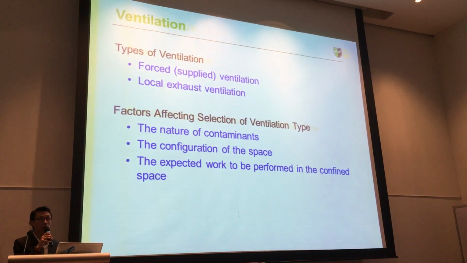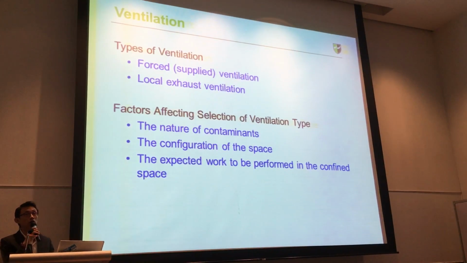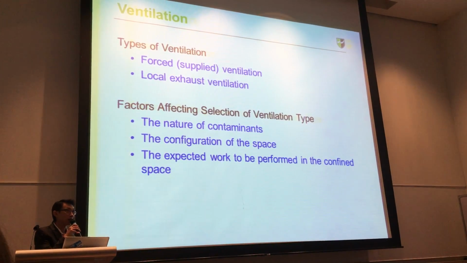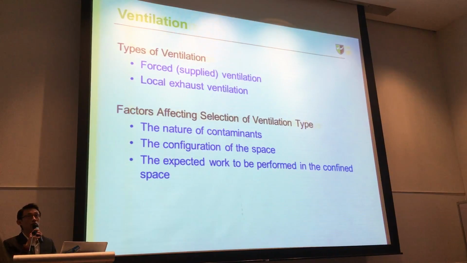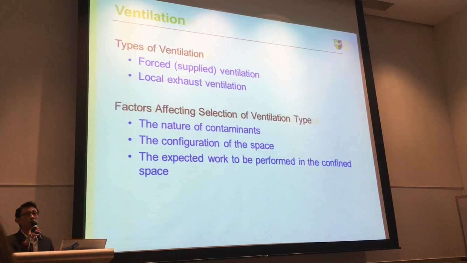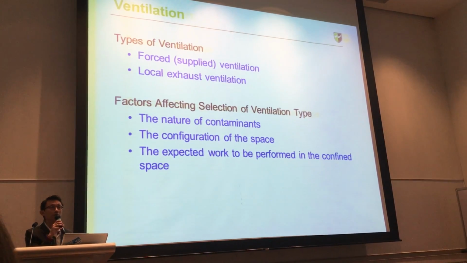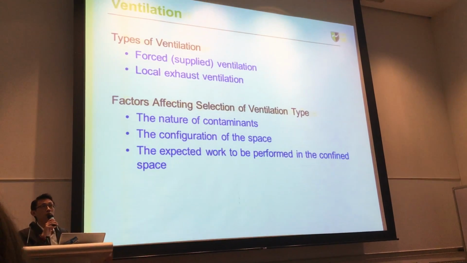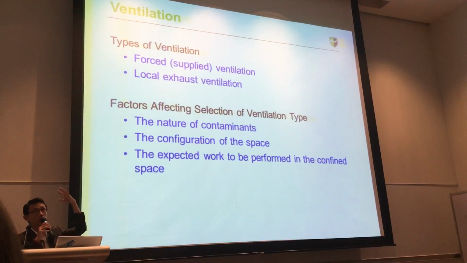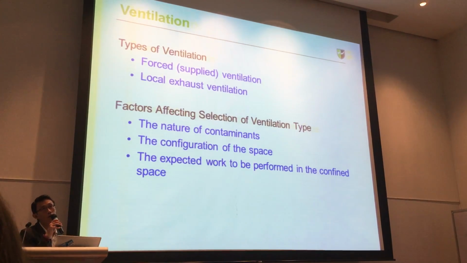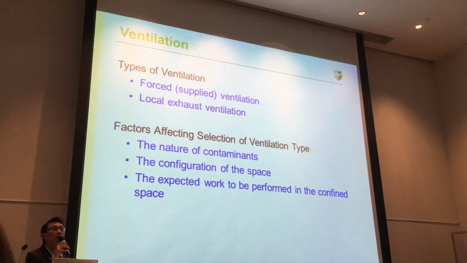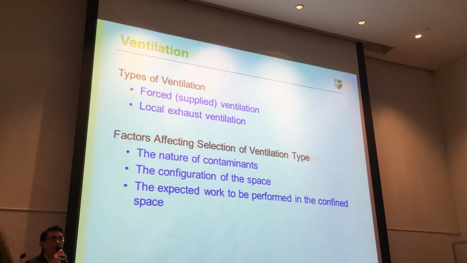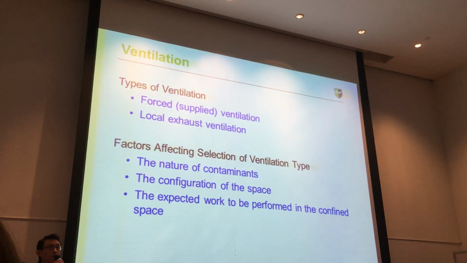Forced type of ventilation means supply. You try to push some air through. One example is your classroom. If we cut off the ventilation system, it will be pretty uncomfortable. So that's why we have the aircon air coming in, to supply you with the air you need to breathe. The local ventilation type is something like a welding booth or soldering.